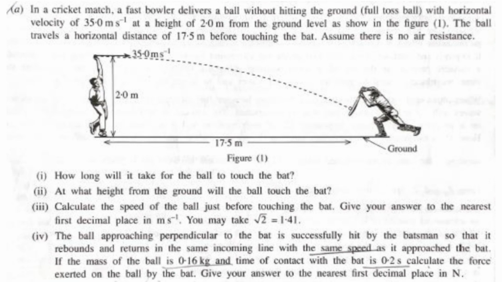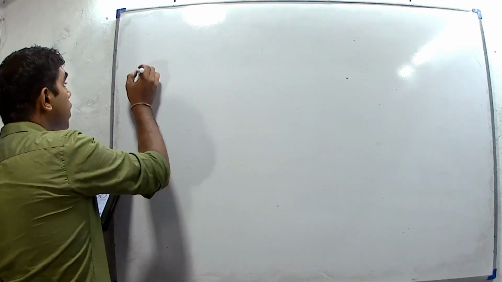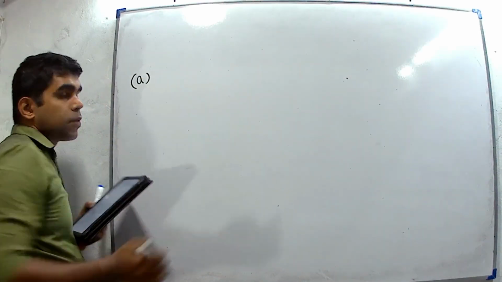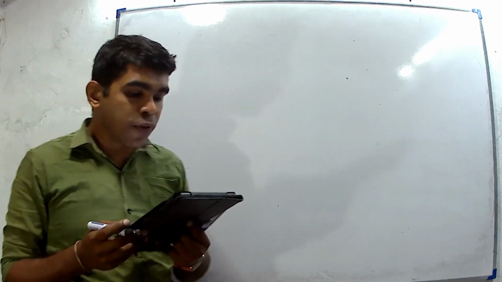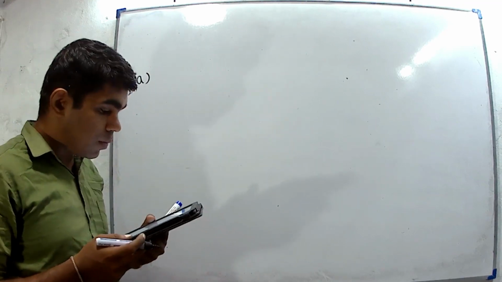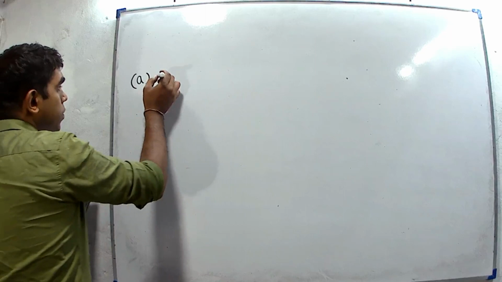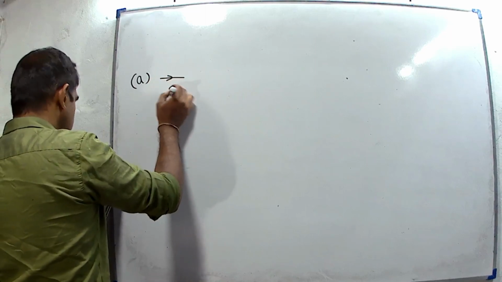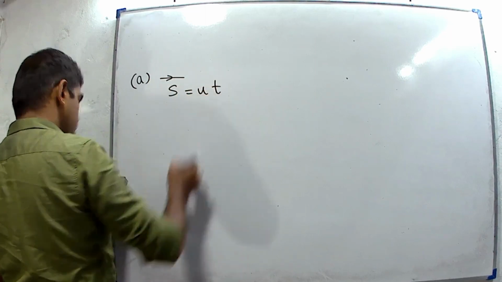Part 1. How long will it take for the ball to touch the bat? We know that horizontal velocity is constant for projectile motion. Therefore, we can use horizontally S equals ut.